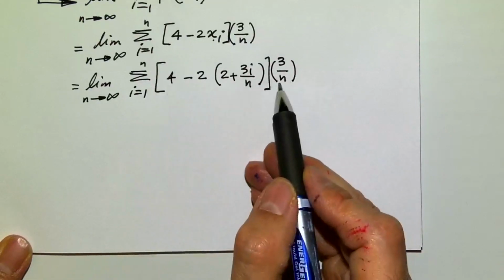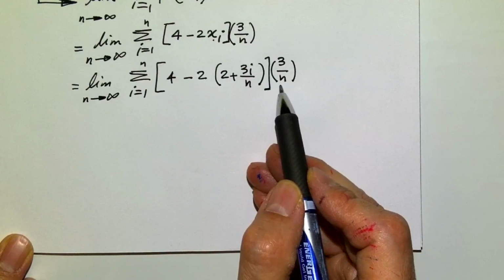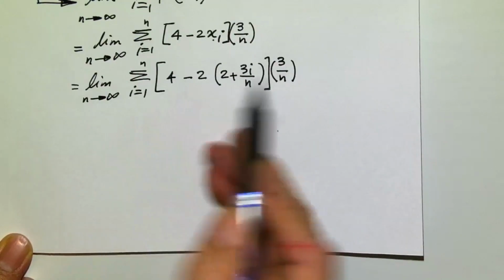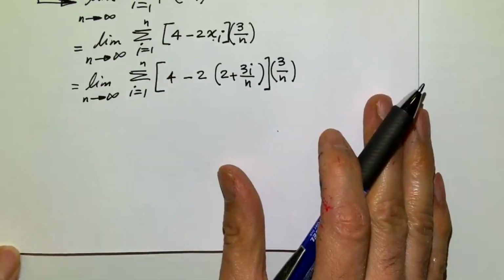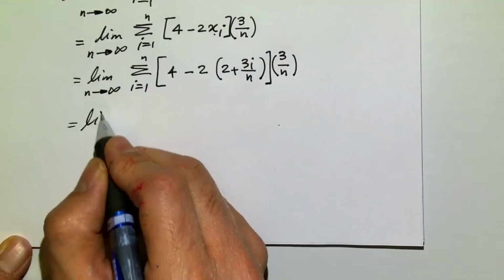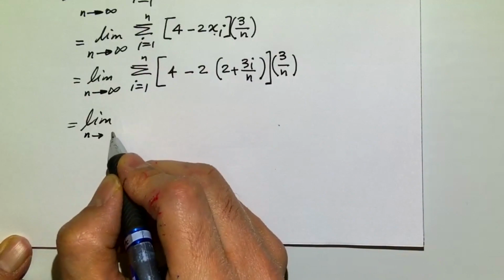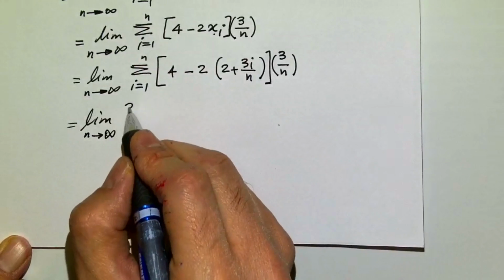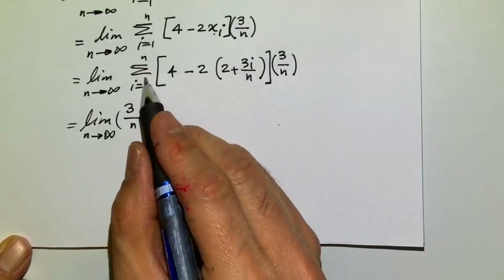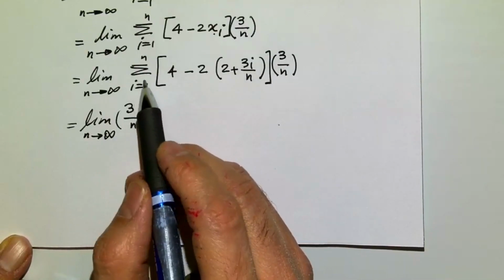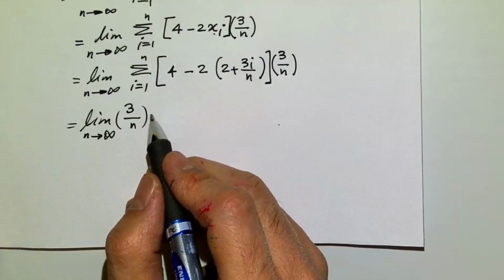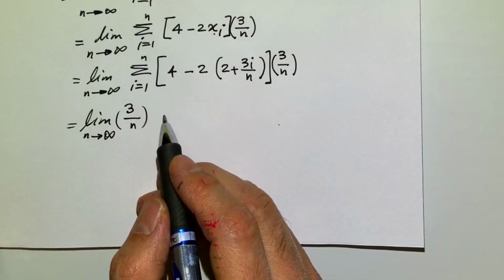So this 3 over n is just a constant. I mean, there's no i in this expression, so we can pull it out of this and put it in front. We can do it later or now, it makes no difference. But let's do it anyway. So the limit as n goes to infinity of 3 over n, right? I just put that out in front of the sum, because the sum only applies to any term with i going from 1 to n.